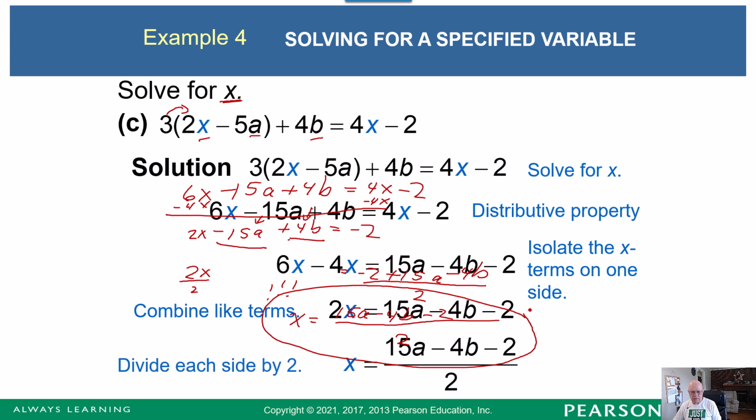There we go. Notice that's what they did too. They put the 15a and the minus 4b before the minus 2. That's typical. You don't have to, but it is typical. So if you're comparing answers with someone else, because you're working together, if you both write it like this, it'll be easy to compare. That's all it is.